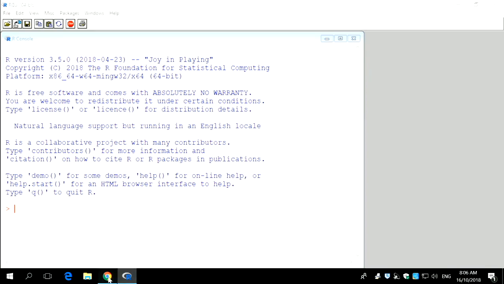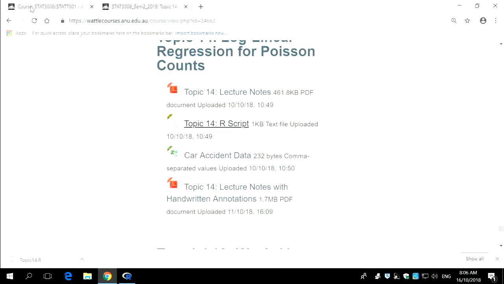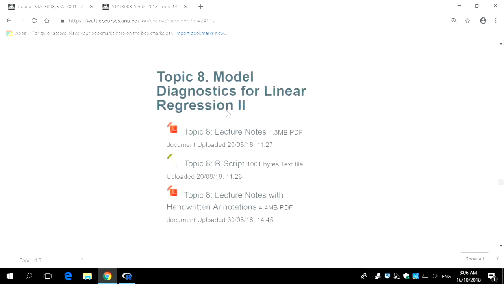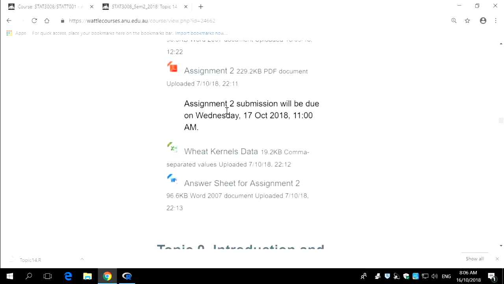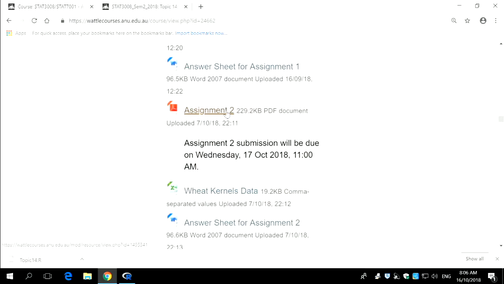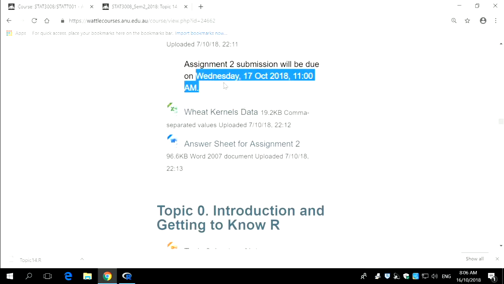First is about the assignment, which will be due tomorrow at 11 a.m. at the administrative office. Basically, no late submission, and please take everything into consideration when you submit your assignment, including traffic and parking at ANU. So there is no excuse for late submission. Any questions about the assignment?